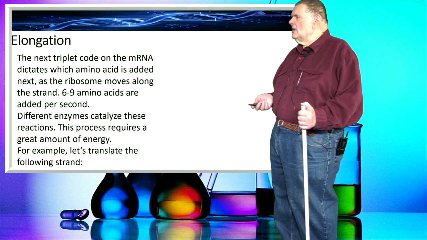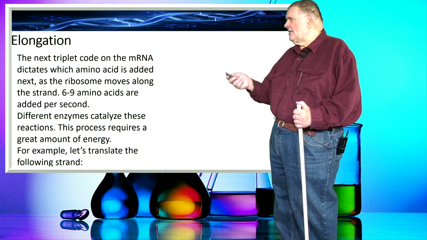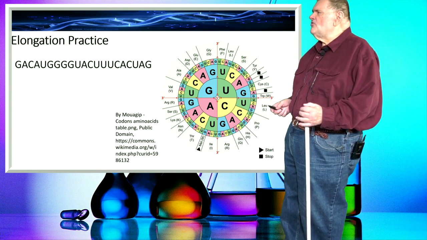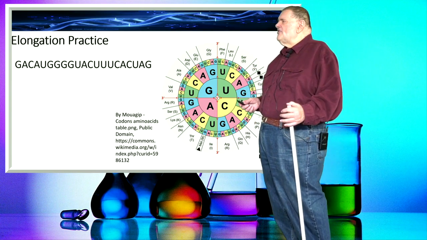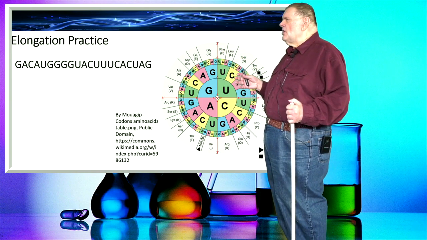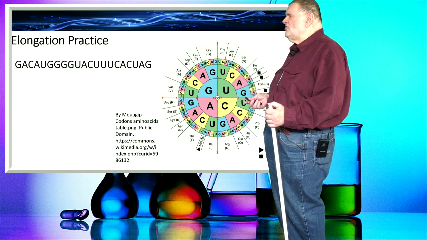For example, let's translate the following strand. So we have GAC, AUG, GGG, UAC. Notice I'm reading them in triplets because it's the triplet code that matters. UUU, CAC, UAG.